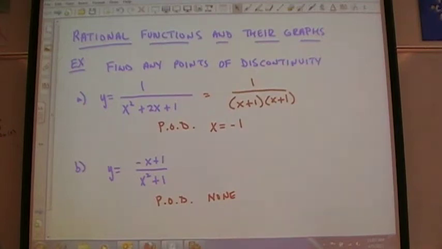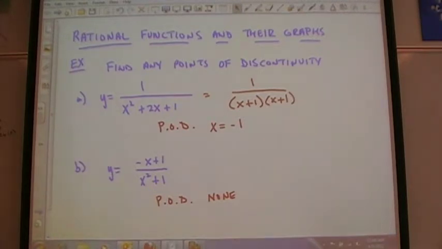This section is rational functions and their graphs. First example talks about points of discontinuity. There's two different types of points of discontinuity. But let's just, in the first example, determine what they are. You look at the denominator to figure out what the points of discontinuity are.